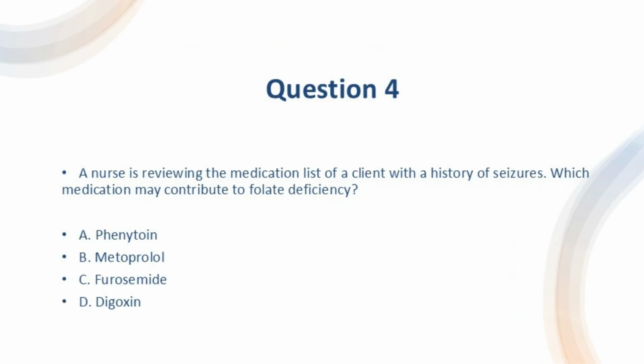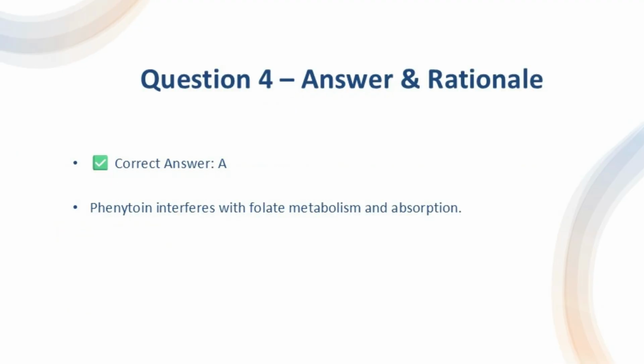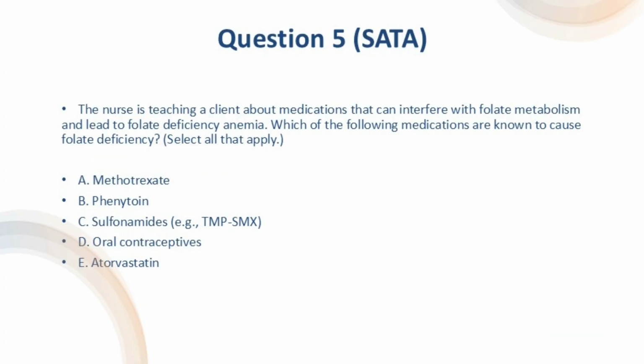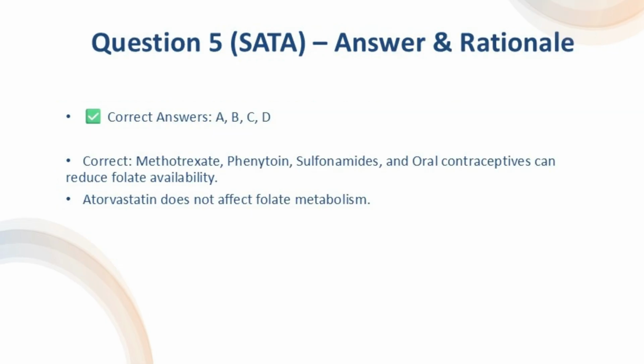Question 4. A nurse is reviewing the medication list of a client with a history of seizures. Which medication may contribute to folate deficiency? A. Phenytoin, B. Metoprolol, C. Furosemide, D. Digoxin. The best answer is A. Phenytoin. The last question. This is a select all that apply question. The nurse is teaching a client about medications that can interfere with folate metabolism and lead to folate deficiency anemia. Which of the following medications are known to cause folate deficiency? Select all that apply. A. Methotrexate, B. Phenytoin, C. Sulfonamide, D. Oral contraceptives, E. Atorvastatin. The best answer is A, B, C, D. That's methotrexate, phenytoin, sulfonamide, and oral contraceptives.